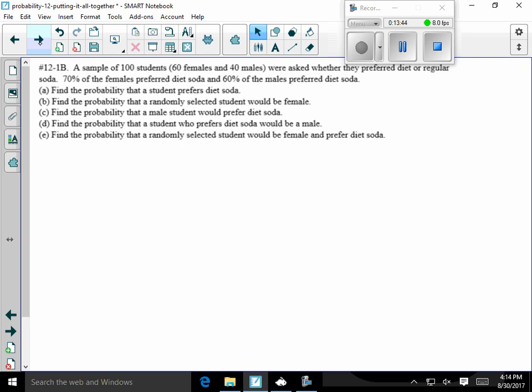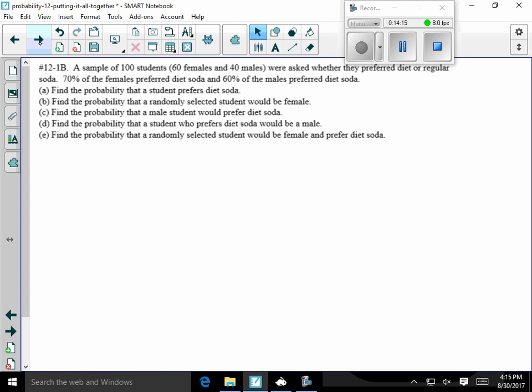So this is actually the same problem, but it might be stated this way. A sample of 100 students, 60 female and 40 male, were asked whether they prefer diet or regular soda. 70% of the females preferred diet soda, and 60% of the males preferred diet soda. And then we're going to ask the same question. Okay, so pause this and see if you can come up with a different strategy to use that information instead of a table. Try to avoid using a table this time.